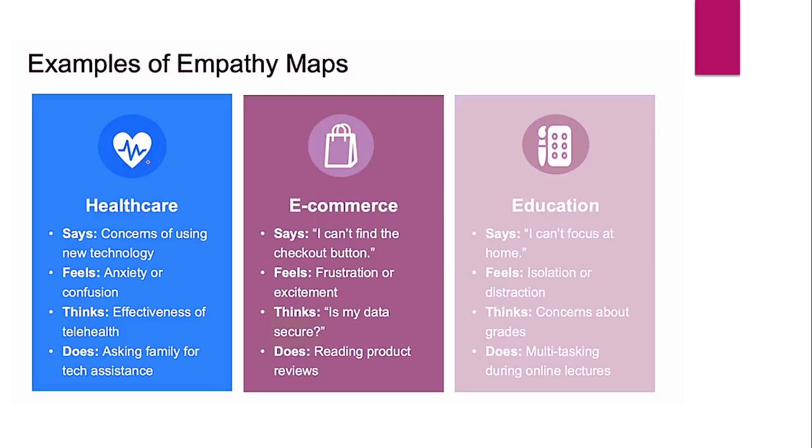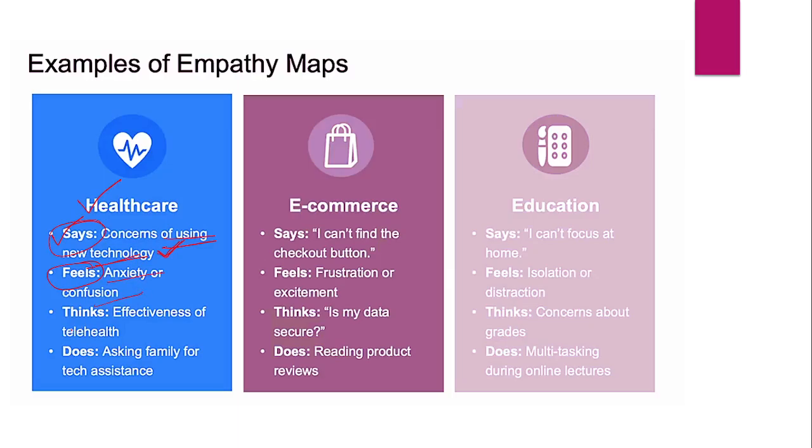Examples of empathy maps: you can see healthcare says concern about using a new technology. Healthcare already uses the traditional one. Wearable devices are at present in the market, and some devices, for example pacemakers, are available, which are implanted in the heart. That technology is used only by those users. Similarly, if any other technology is coming, the concern of using a technology creates an impact. So that is called says, feel: anxiety and confusion.